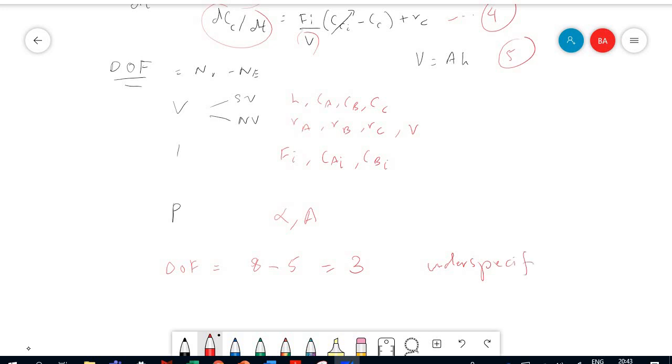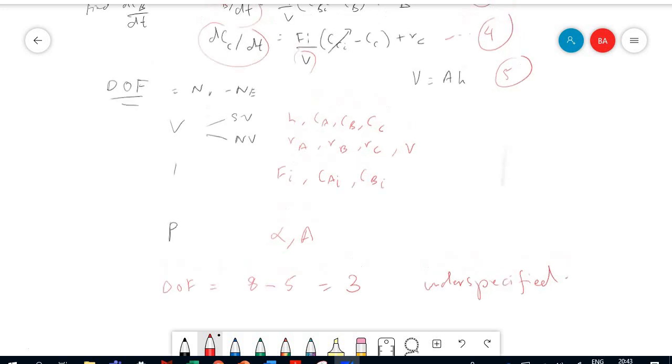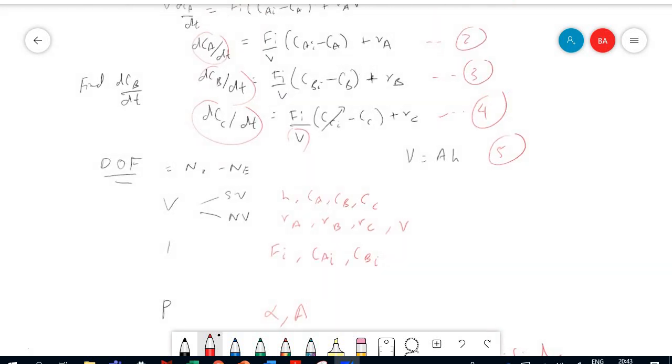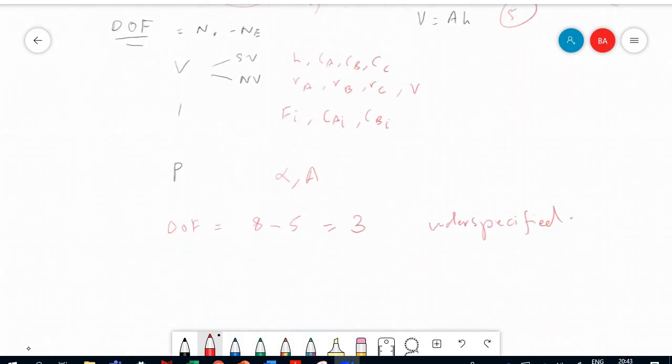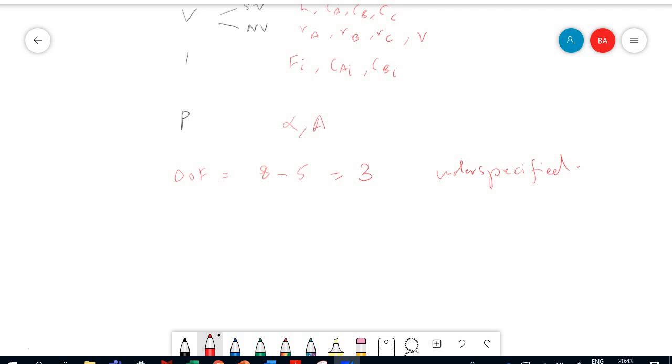It's underspecified, and if it's underspecified, that means we need to specify. The specification here is for these 3 terms that we intentionally left behind. If we have an equation for RA, an equation for RB, and an equation for RC, then we are going to have 8 equations, and that will be 8 minus 8 equal to 0.